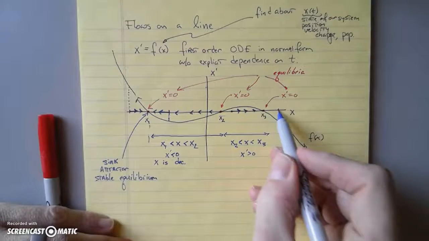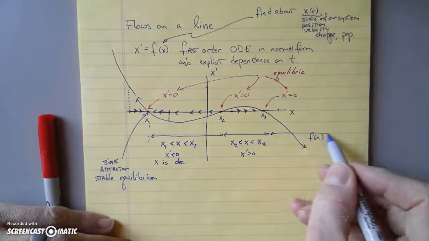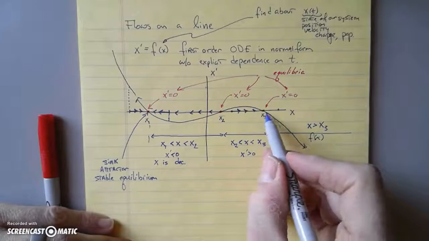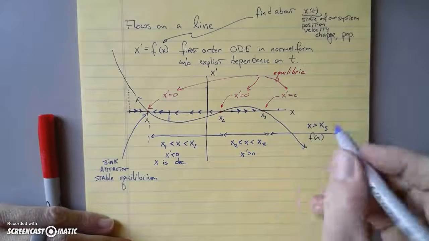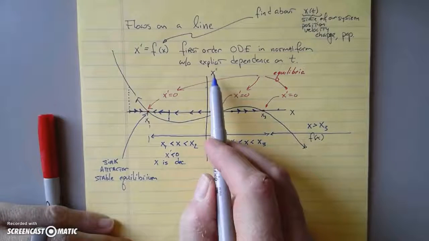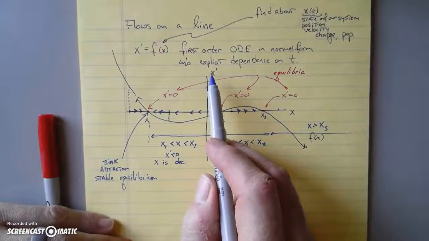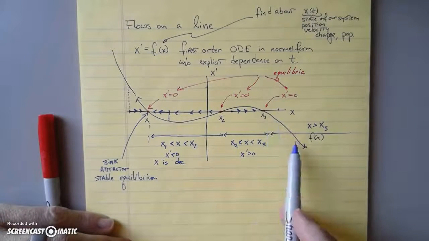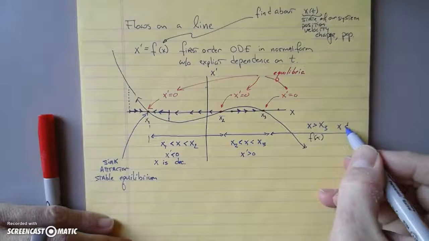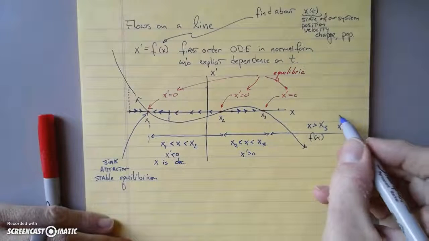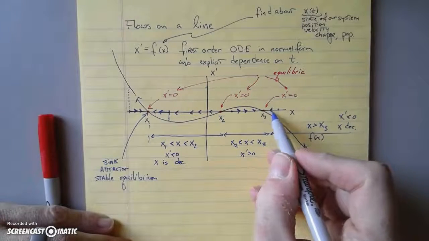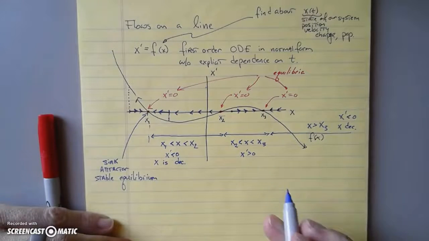What about for points that are bigger than x3? So x is greater than x3. The derivative is negative. Again, I'm not talking about the slope of this curve. I'm talking about this x prime. This x prime is negative. So that means that x decreases. X prime is negative. So it's going to go towards x3.